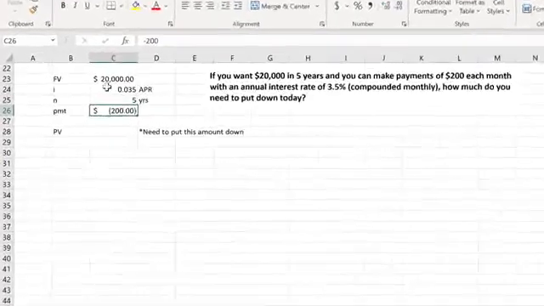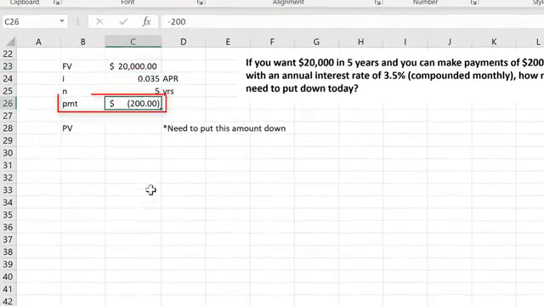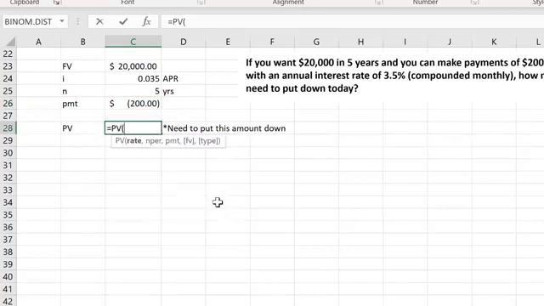So in Excel, I can put my future value. My annual percentage rate is 3.5%. I can make a payment of $200 a month, so that's a negative value. And then I can calculate the present value. So this means how much I need to put down today in order to get that $20,000 in 5 years, making $200 payments every month.